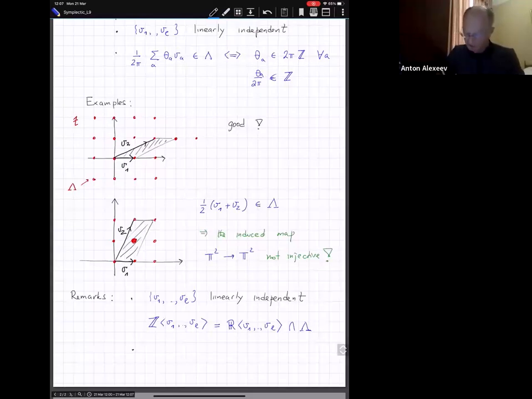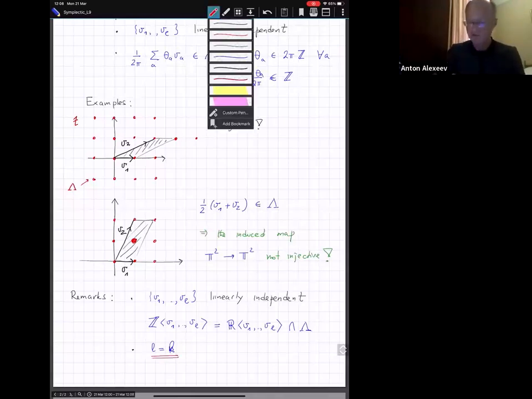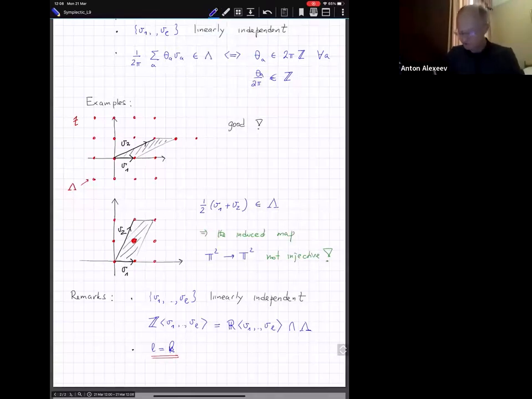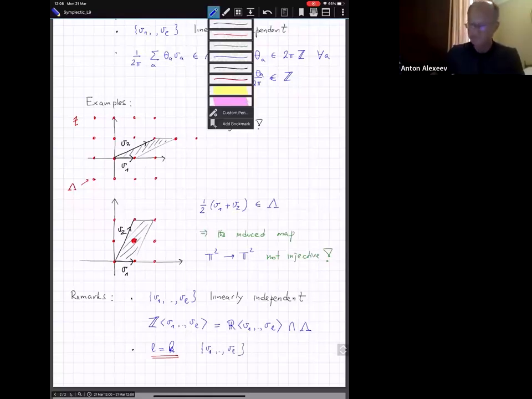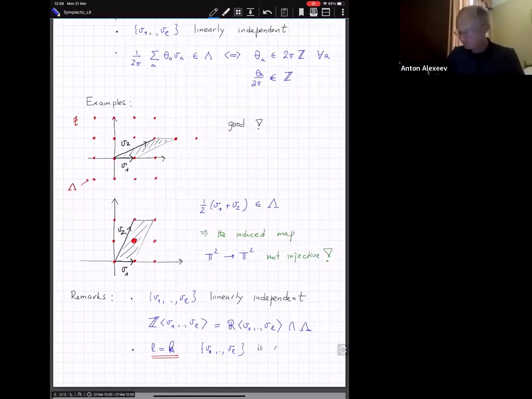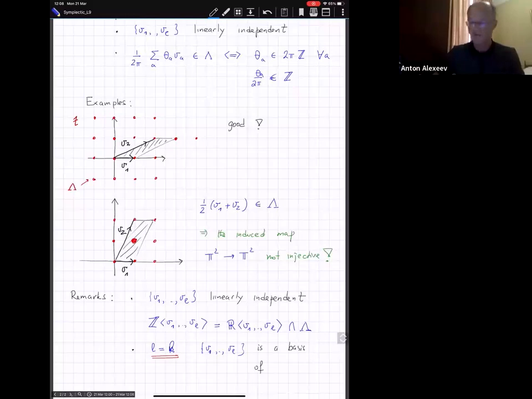And in the case of L equal to N to K, right? So that's a somewhat special case. And in this case, we can also say that V1, ..., VL is a basis of the lattice lambda.